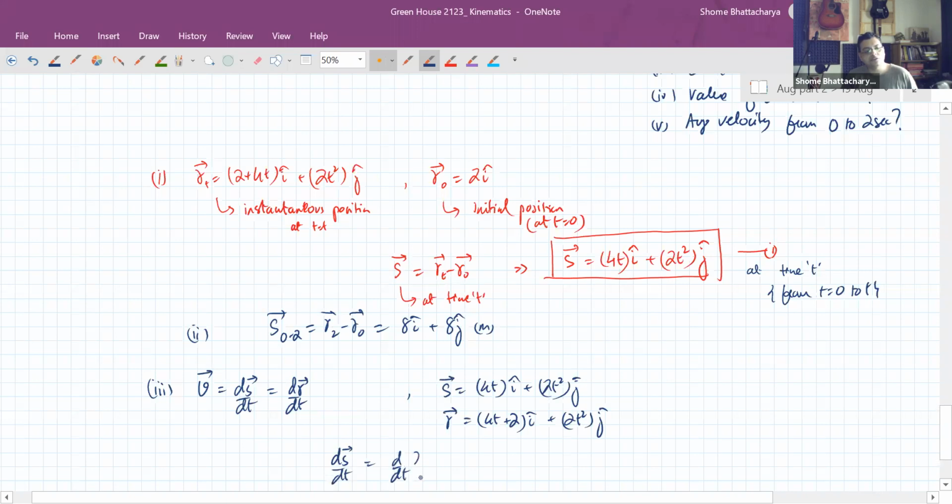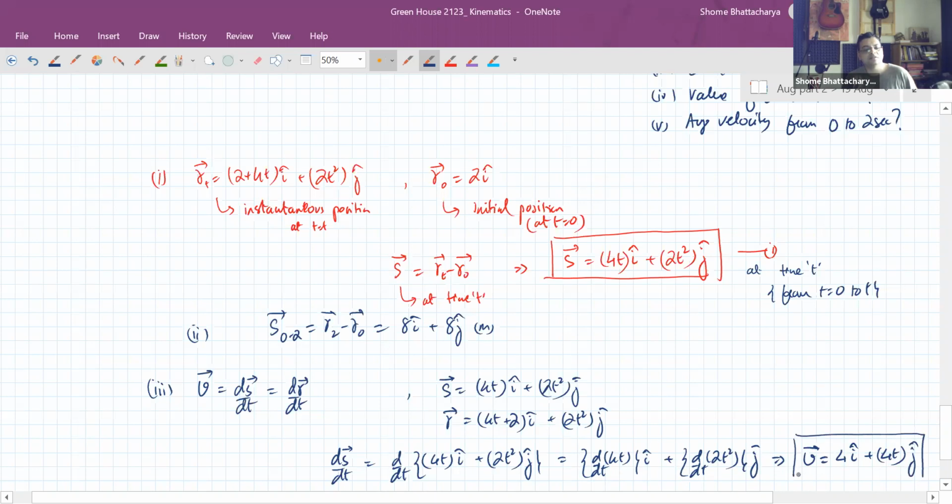So let's also see how we differentiate a vector quantity. When we are operating differentiation on a vector, we just apply the normal principles of differentiation, treating i cap and j cap like constants. So when you take the differentiation operator inside, it becomes differentiation of 4t, multiplied with i cap, plus differentiation of 2t square, multiplied with j cap. Differentiation of 4t with respect to t will become 4, and differentiation of 2t square with respect to t will become 4t j cap.